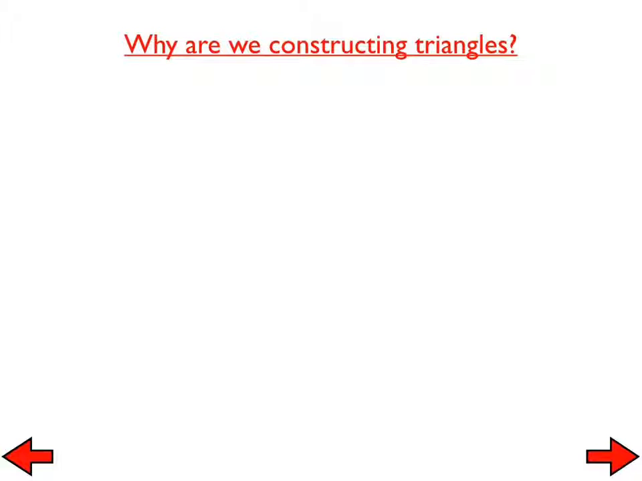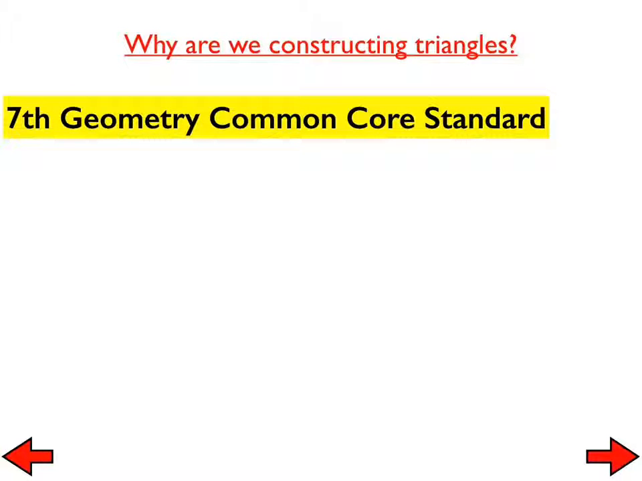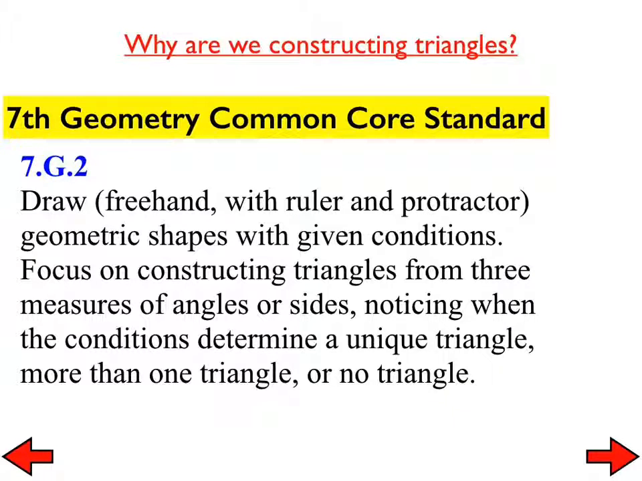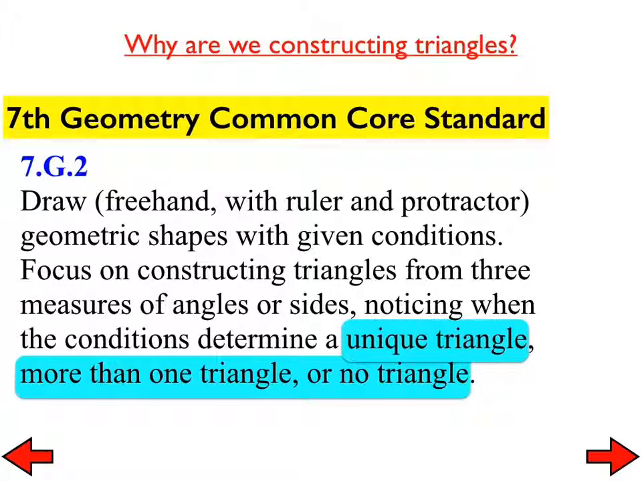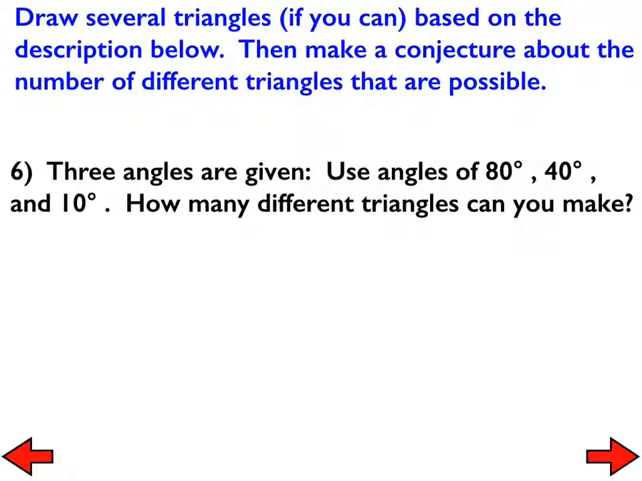So on number 6, I gave you 3 angles. And why are we constructing triangles? Because if you look at that poster back there, that blue part is the geometry standard. It says that as a 7th grader, you have to learn how to draw geometric shapes with given conditions. So I'm giving you 3 different pieces of information to see if it makes a unique triangle, which is 1 triangle, many triangles, or no triangles because of the triangle inequality and the triangle sum theorem, which is what we learned last week, making it impossible to make a triangle.